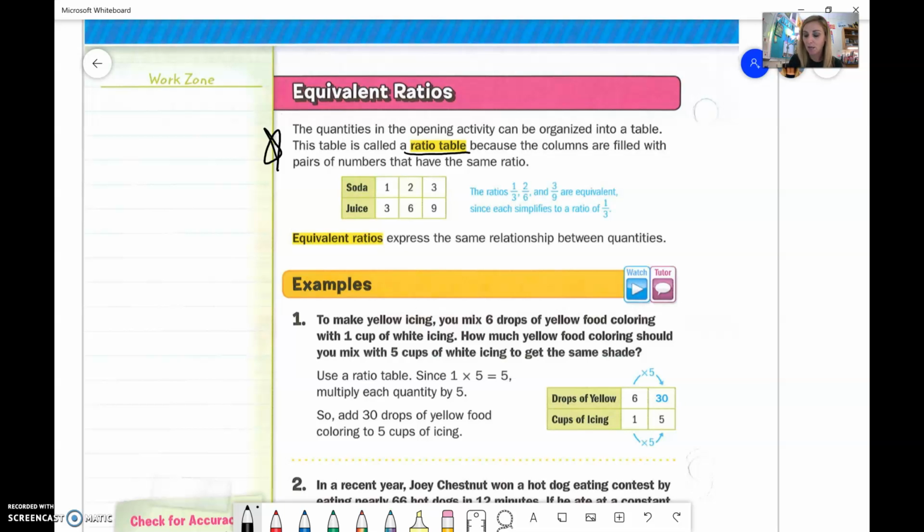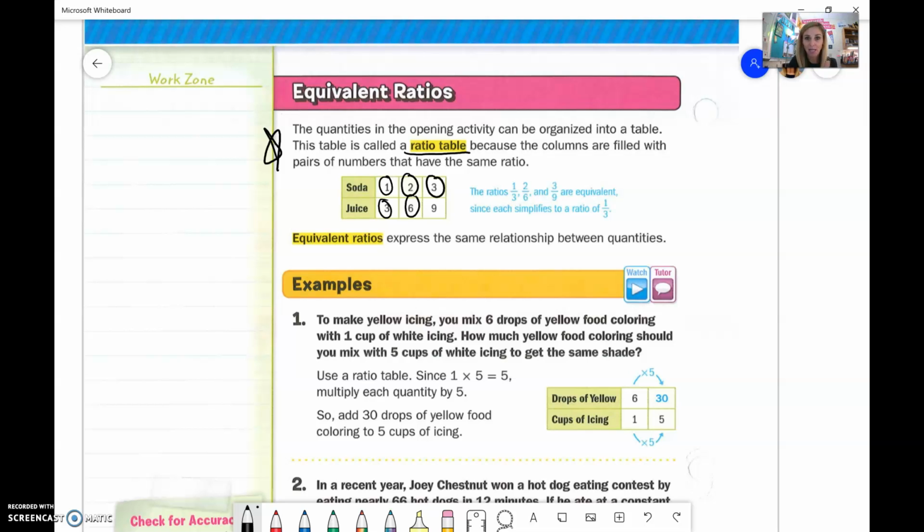So this is called a ratio table because the columns are filled with pairs of numbers that have the same ratio. So if we were comparing soda to juice, let's say if we have 1 can of soda right here, there's going to be 3 juices. Like we're making a punch. So for every 1 can of soda, we're going to have 3 juices. So if we have 2 cans of soda, that means we're going to have 6 bottles of juice. See what's happening?